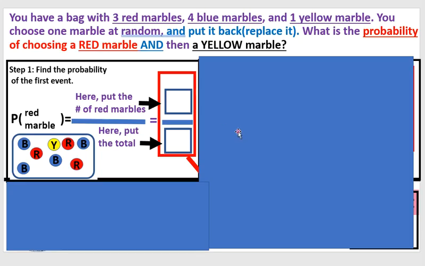Let's jump into the problem. So I'm going to focus on step 1 first, and then step 2, and then step 3. This way it won't get overwhelming.